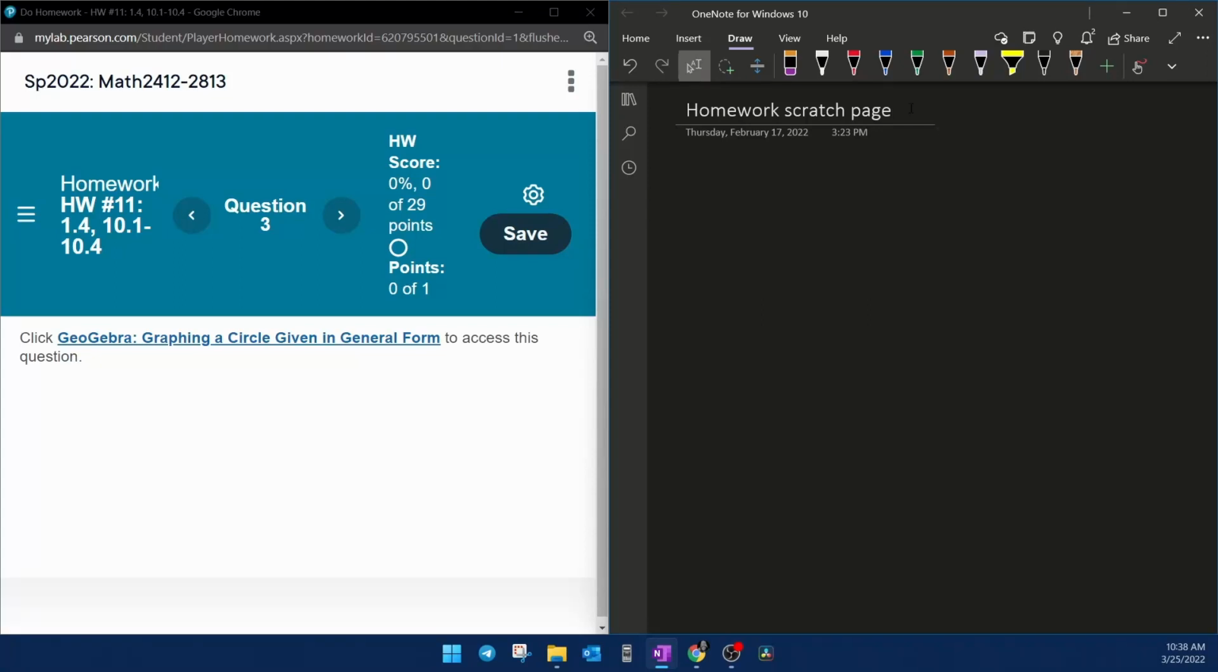All right, here we go. Question number 3 from our Precalculus, homework number 11 in MyLab Math. We have another GeoGebra question where they want us to graph a circle given in general form. So we're going to need to click the link to open the GeoGebra window.